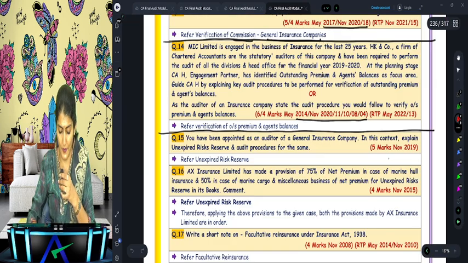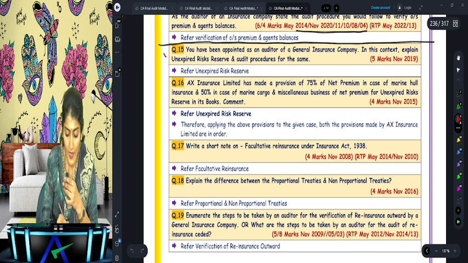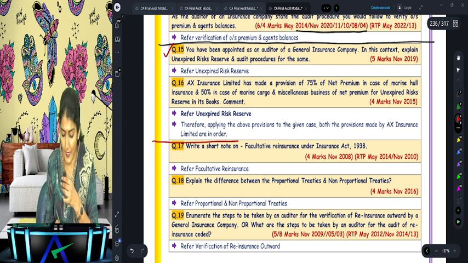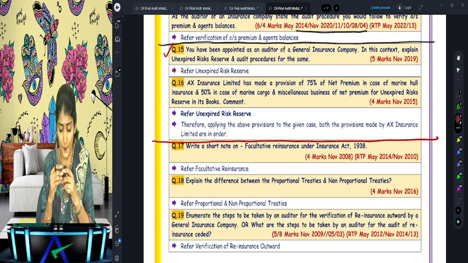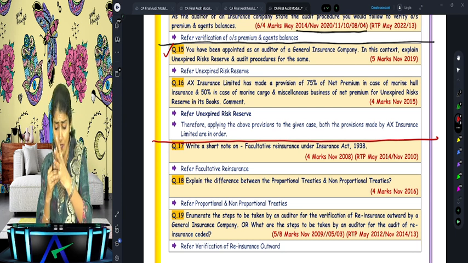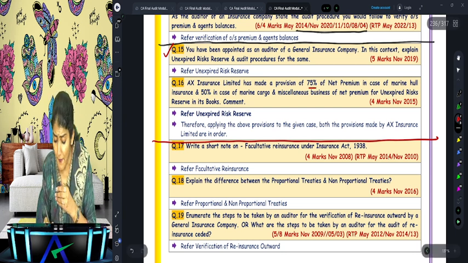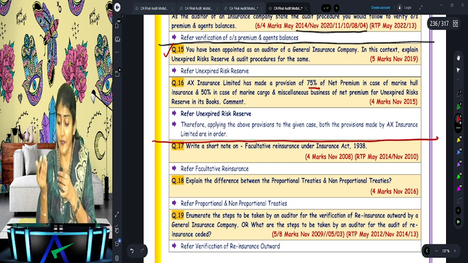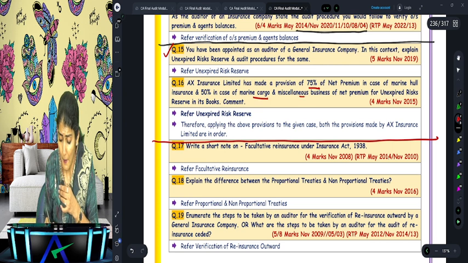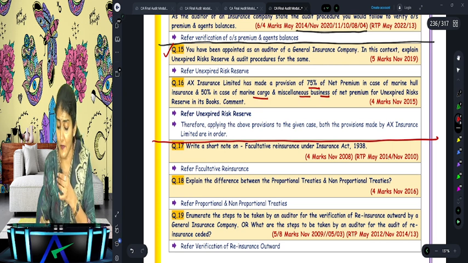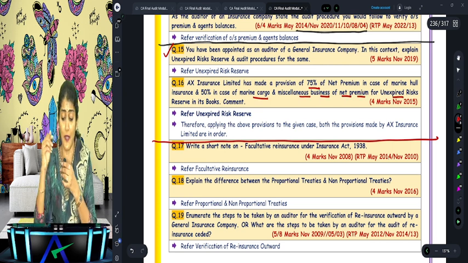So again, in the question bank, we have a question on the unexpired risk reserve, and one more question regarding the unexpired risk reserve. What does it say? AX Insurance Limited has made a provision of 75% of net premium in respect of the marine hull insurance and 50% in case of the marine cargo and the miscellaneous business of the net premium for the unexpired risk reserve.